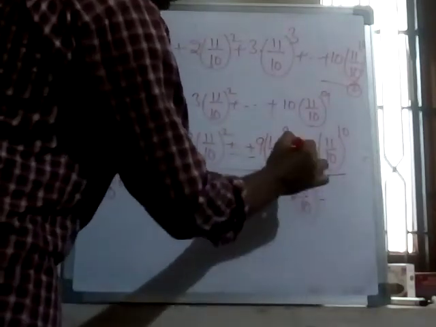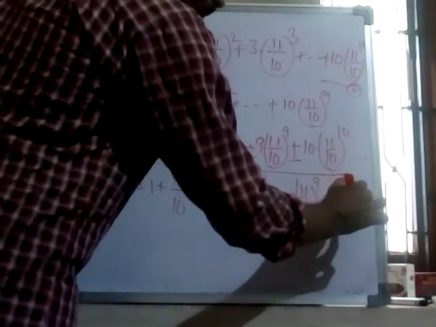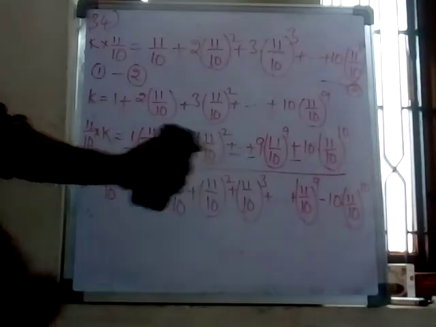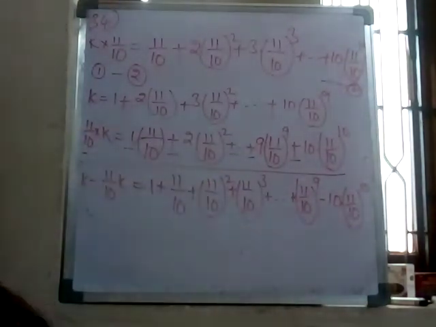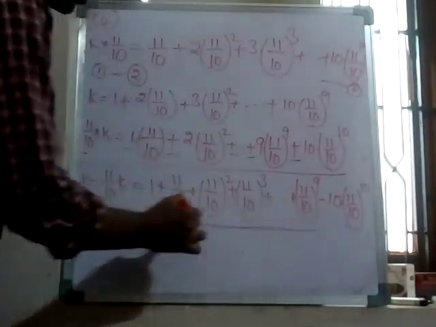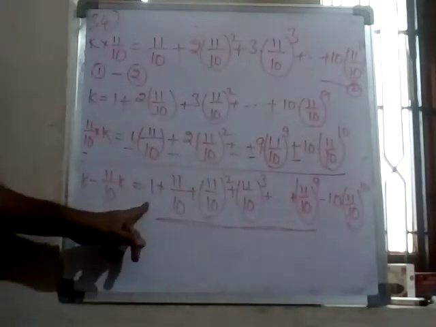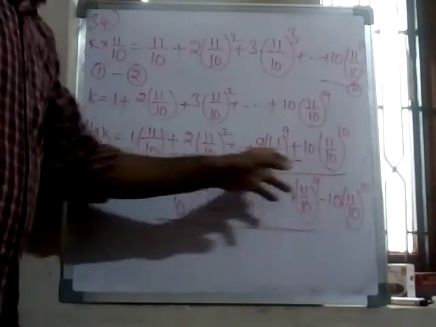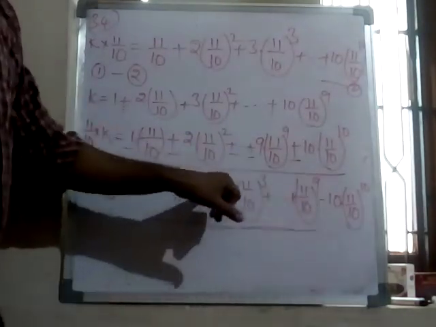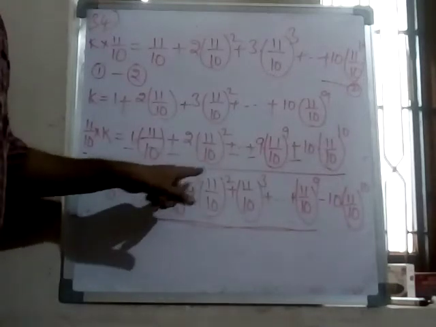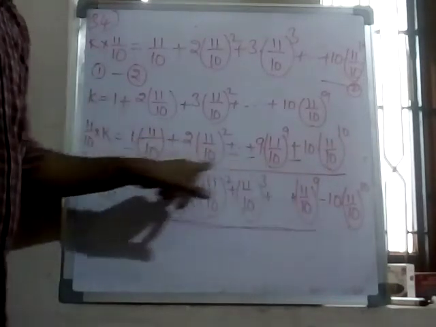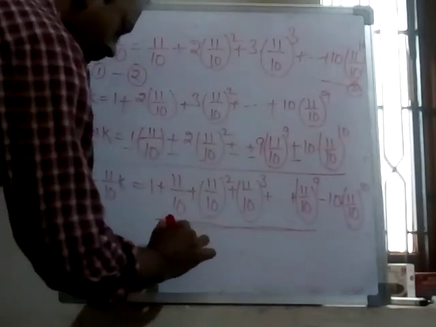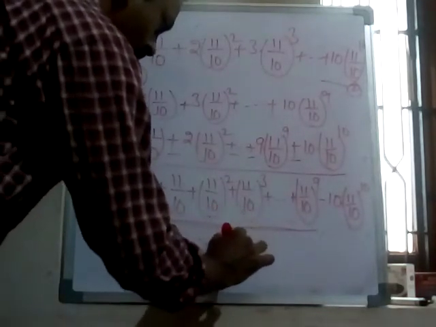Next, minus this one also: 10 into (11 by 10) whole to the power of 10. So we get this result. Now observe, from this one to this one, this is a GP series. This is the first term, this is the common ratio, R is equal to 11 by 10. So you have to find the sum of 10 terms: 1, 2, 3, including 1 also, this is second, third, fourth, so this is the 10th. So for the total sum of 10 terms, A is equal to 1, common ratio R is equal to 11 by 10.